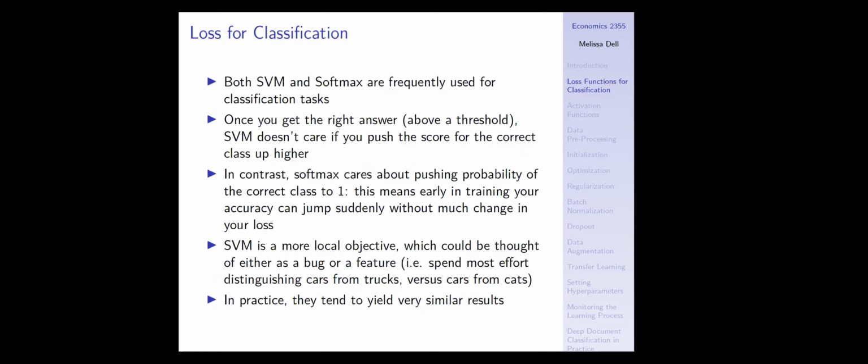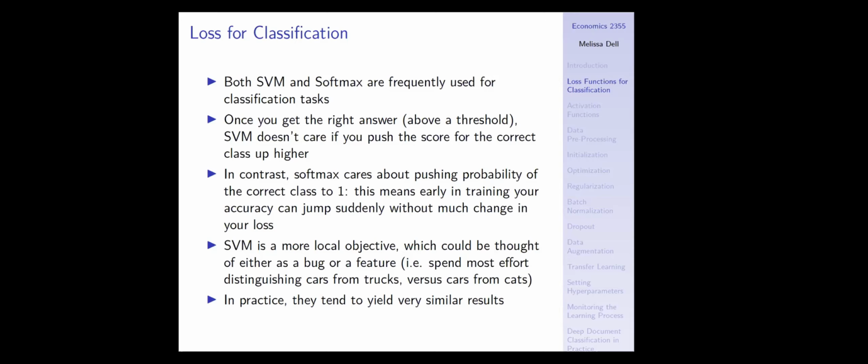And so both SVM and Softmax are frequently used for classification, like the ImageNet classification we saw, but as I said, we'll also see classifiers as super important in natural language processing later in the class. And so to think about how these differ, with SVM, once you get the right answer above the threshold of 1, it doesn't care if you push the score for the correct class even higher. Whereas in contrast, Softmax cares about pushing the probability of the correct class all the way to 1, right? Because your loss is just the negative log of the probability of the correct class.